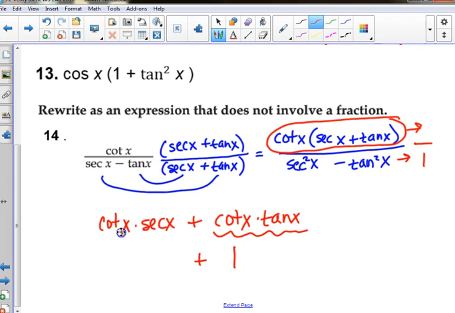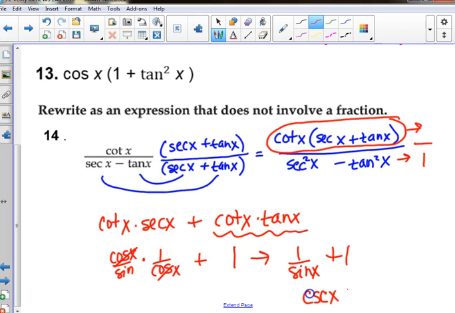All right, maybe this one we should see if we can do anything. What's cotangent? Cosine over sine. And secant is 1 over cosine. So the cosines cancel and we get 1 over sine plus 1. Now, that still involves a fraction, right? The directions were no fraction, so what could we change that to? Cosecant of x plus 1.